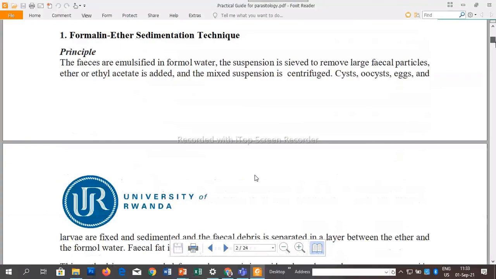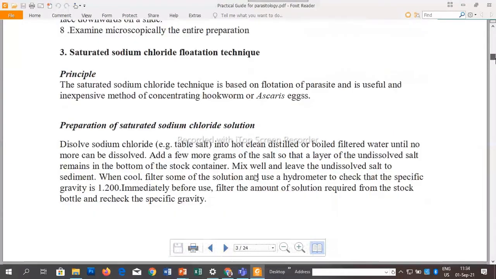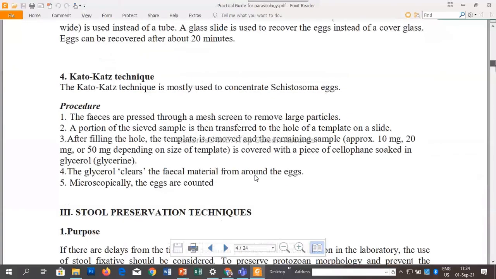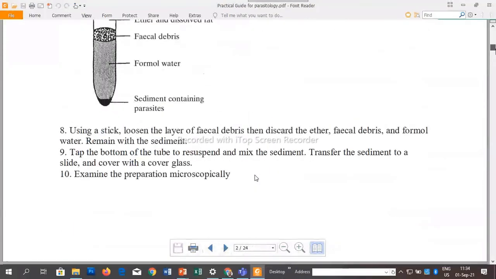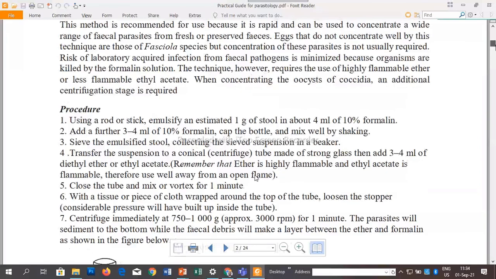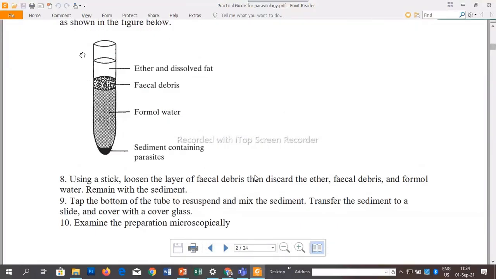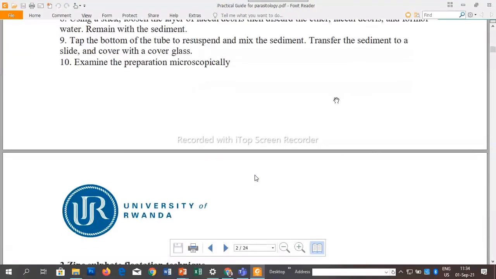Just state the procedures that can be used to analyze, including the concentration method called this one. This is the sedimentation method. You take a stool sample, you mix with formalin, you centrifuge, and all parasites will come down in the tube. We discard the rest and remain with the sediment, and we put this on the microscope to see the parasite.